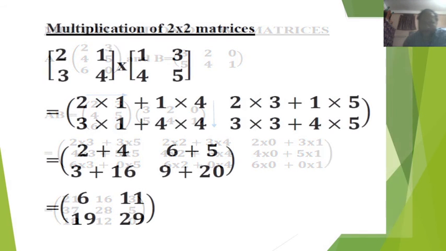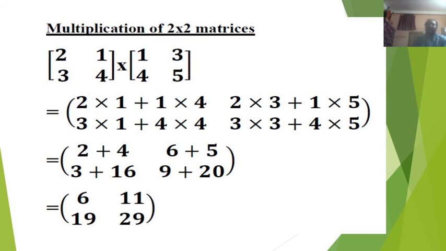Go to the next slide. This is a simple multiplication or product of two 2 by 2 matrices. Consider the first matrix is [2, 1; 3, 4] and the second matrix is [1, 3; 4, 5]. This is a 2 by 2 square matrix and this is a 2 by 2 square matrix. So the number of columns of the first matrix is 2, and the number of rows of the second matrix is also 2. So the matrix multiplication is possible.